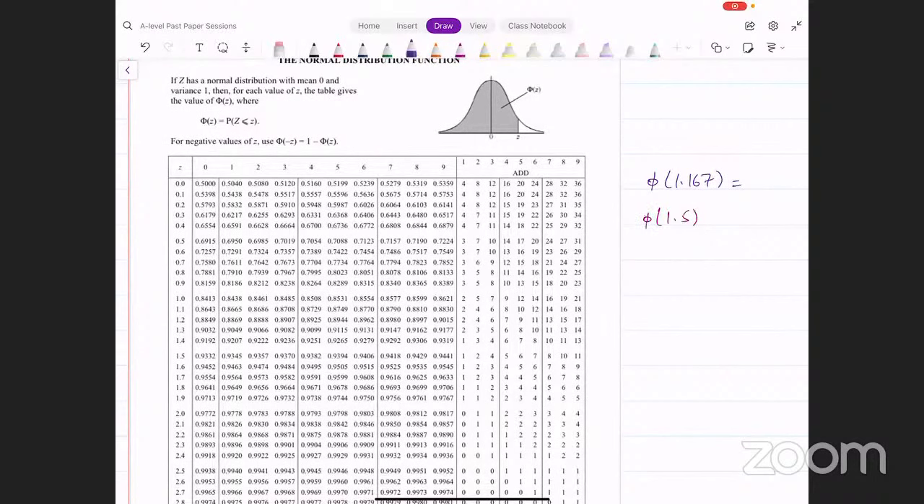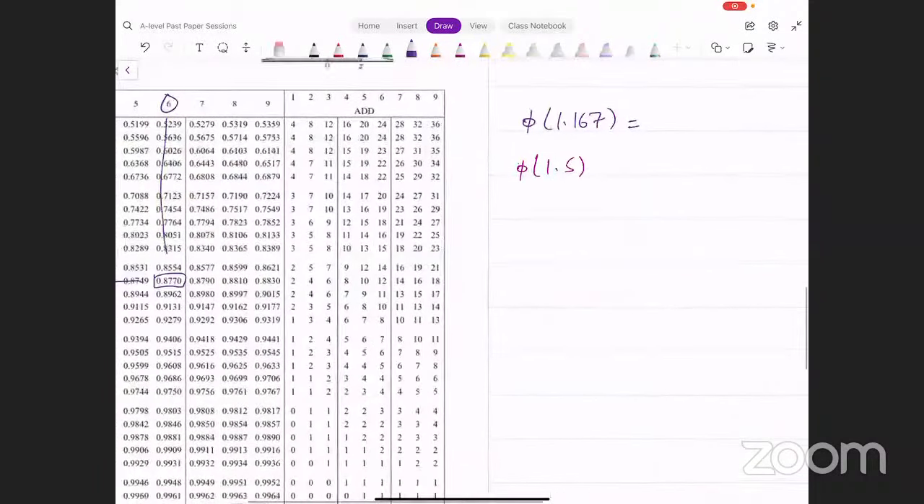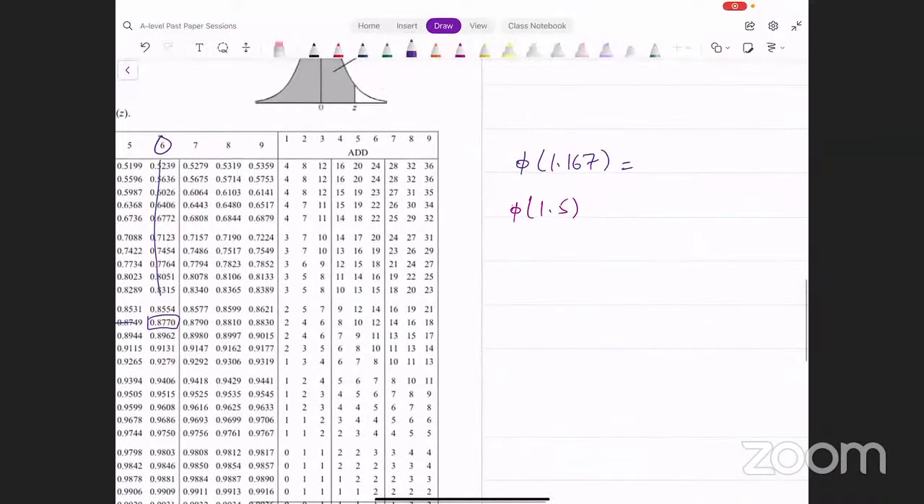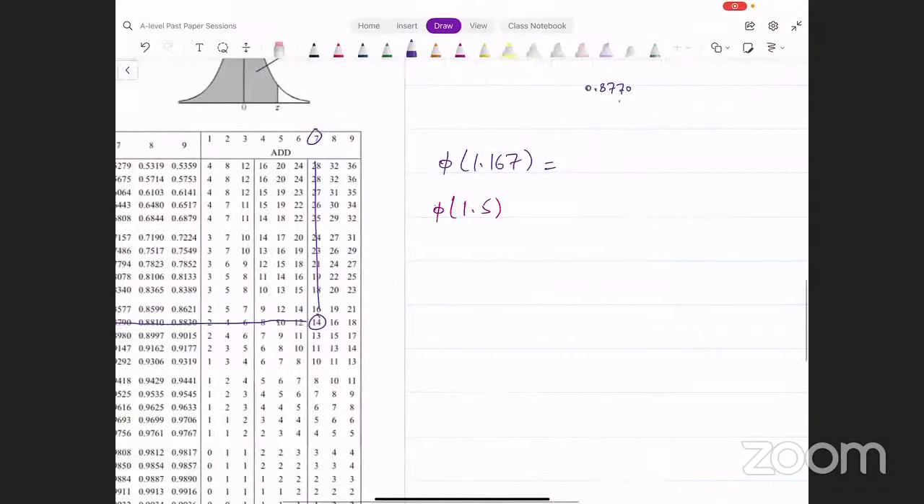Okay, 1.167 देखने पहले. 1.1 is here. Second decimal place is 6. So we basically have this number here. That's 0.8770. ये यहाँ पे लिख लेते हैं 0.8770. And then the third decimal place is 7. So we need the 7 here. ये आगे चले जाए लाइन के अंदर. What do we get here? We get 14 here. तो last two digits के अंदर 1 4 add कर देना है. यहाँ पे 1 4 add कर दिया. What do we get from that? We get 8784. ये आपके पास आ गया 0.8784.